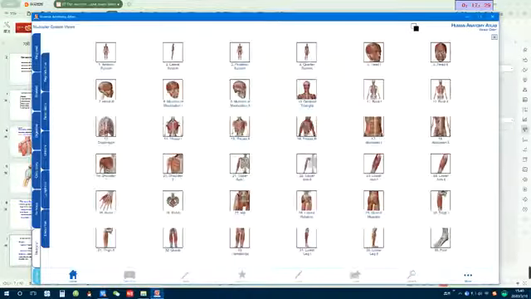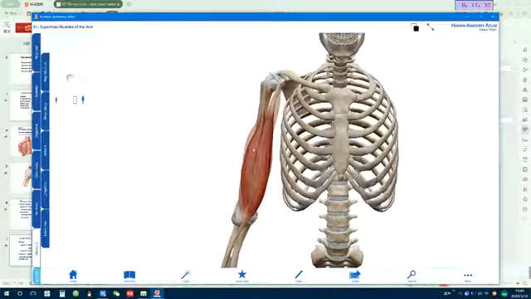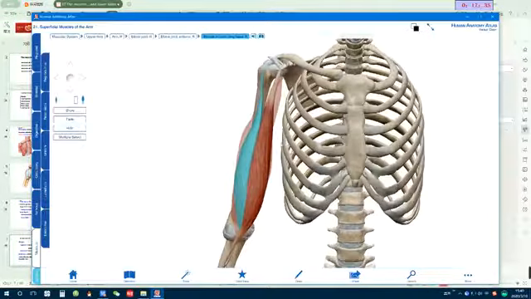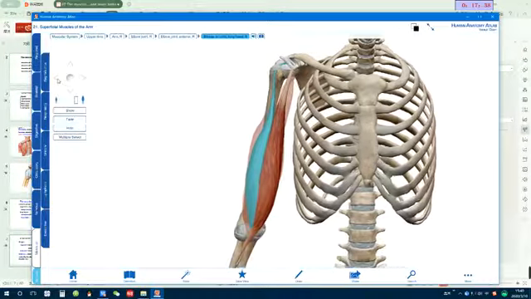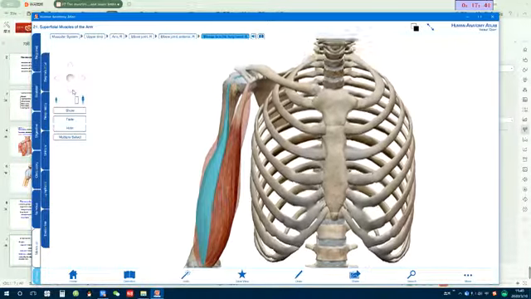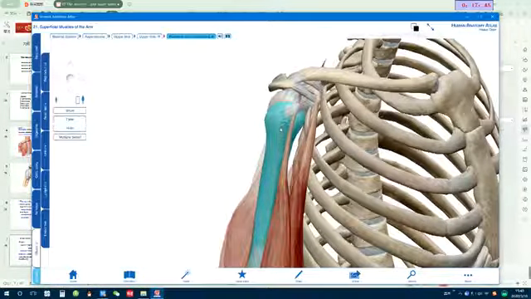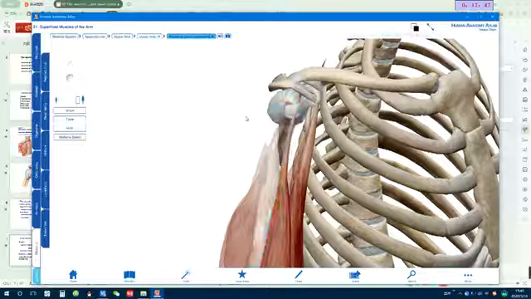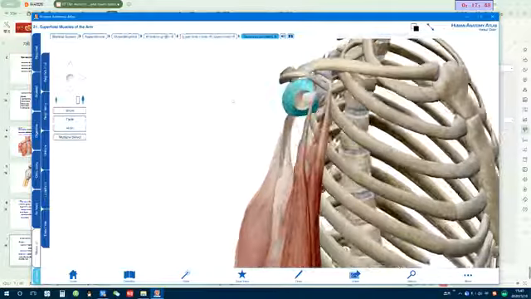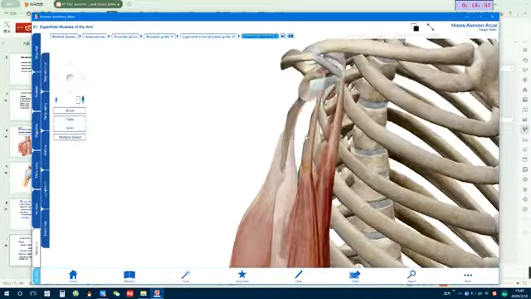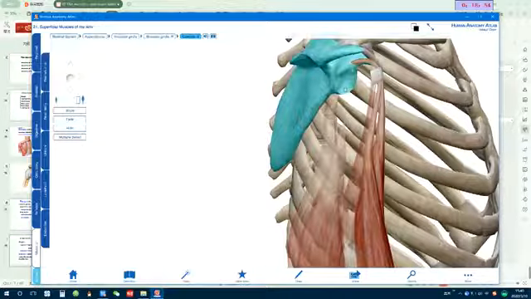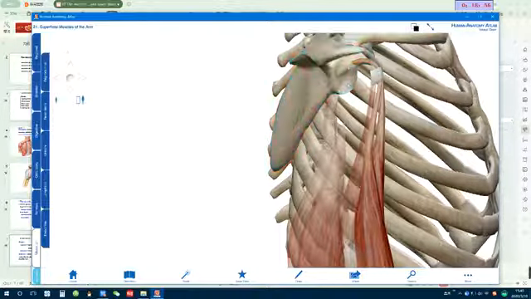Okay, come back here. You see, it's the long head. Where is it from? Okay, now I'll hide the humerus. Here is the capsule. Here is the glenoid. Here is the supraglenoid tubercle. The long head is from here.